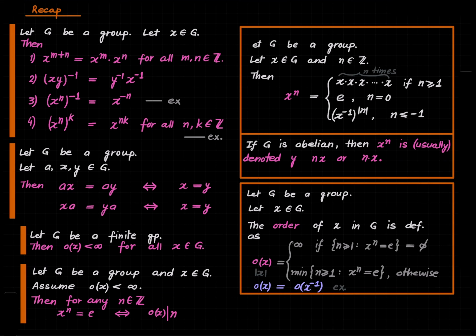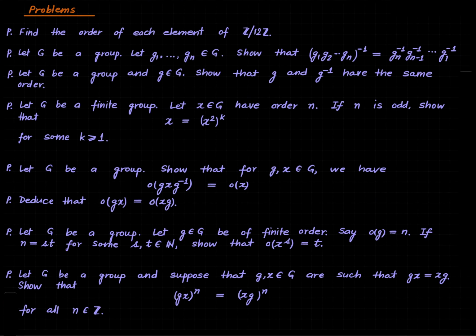Lastly, we saw that order governs when exactly an exponent produces the identity. So if d is the order of an element x, then x to the n is identity if and only if d divides n. That is what I have written here. These things we discussed, and I'm assuming that we are familiar with them. All right, so let's proceed. Some problems for practice. And now let us get started.